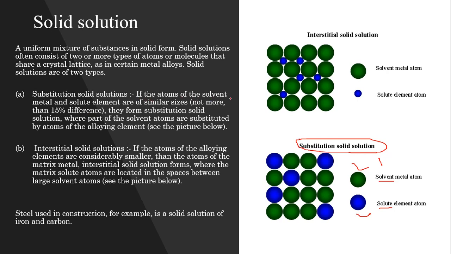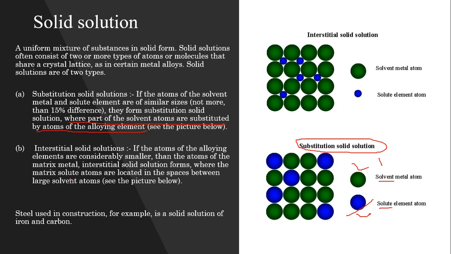If the atoms of a solvent metal and solute are of similar sizes, not more than 50% difference, they form a substitutional solid solution, where part of the solvent atoms, this is a key point, are substituted by the atoms of the alloying element. Okay, you can see here part of the solvent is replaced by your solute.